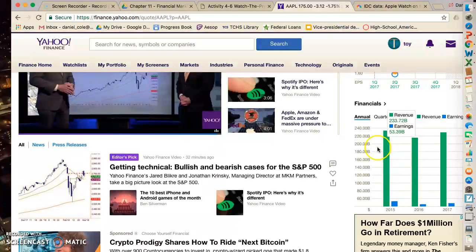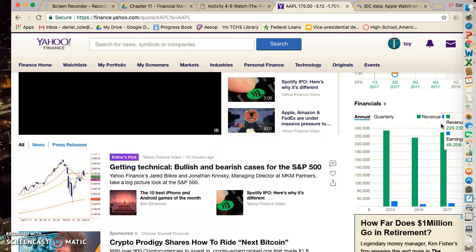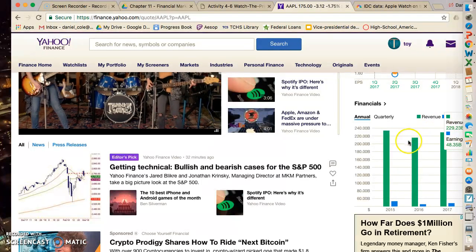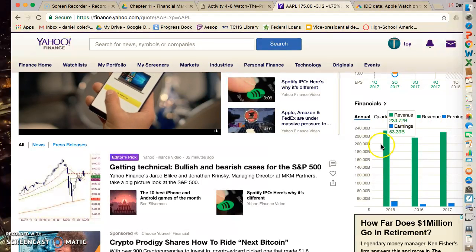So there's not necessarily growth in revenue. In fact, there's actually been a little bit of a decline, but it is consistent. It's kind of holding steady. We'd like to see revenue growth, but we're not always going to be able to see that.